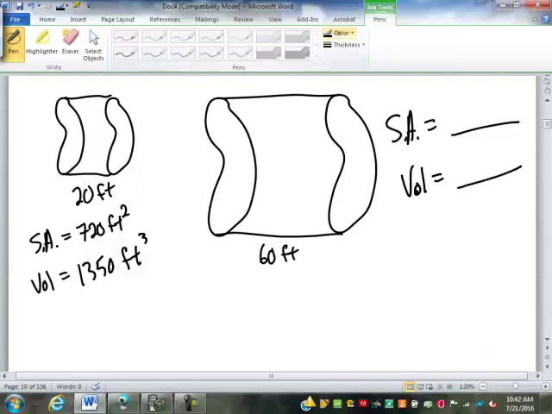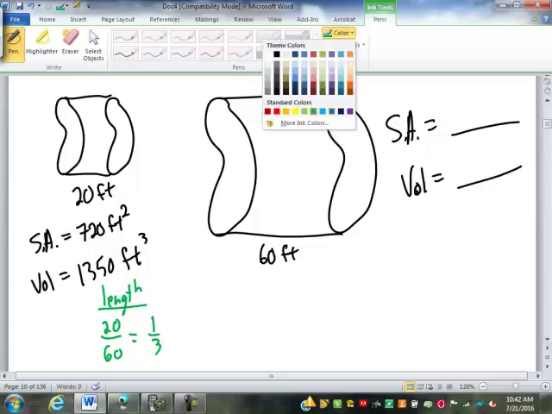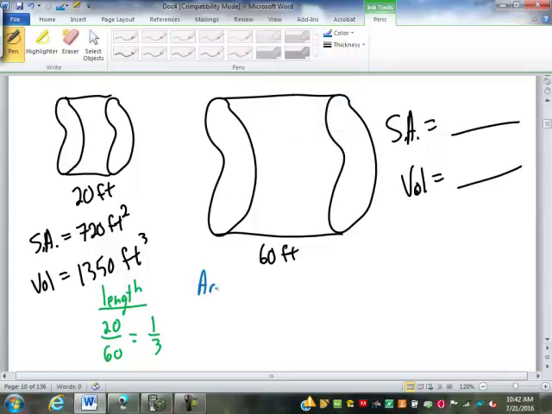Okay, so let's start out. What's our ratio of lengths? 20 over 60, which will reduce to what? 1 to 3. Good. For my areas, which is going to apply to my surface areas as well, what am I going to do to that 1/3? I'm going to square it to give me what? 1 over 9.